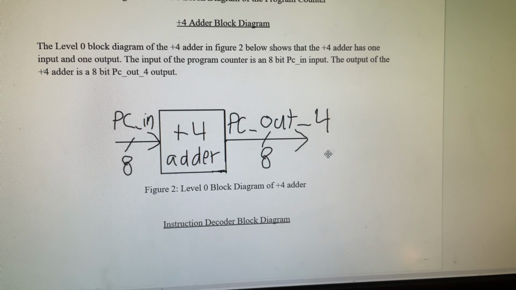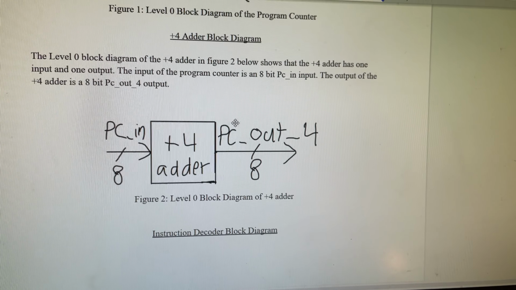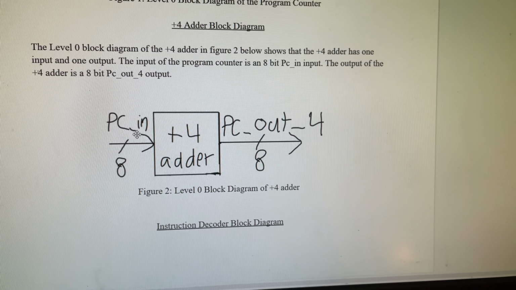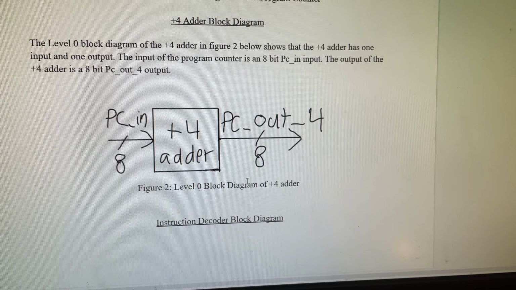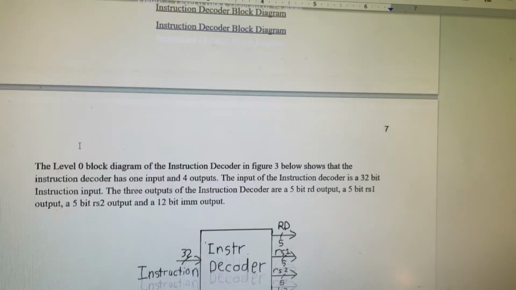Scrolling down, we got the adder block diagram. So for the program counter, you're going to need a +4 adder, and this is our block diagram. It's 8 bits in, 8 bits out, and it's going to add +4 to the address that we're viewing.